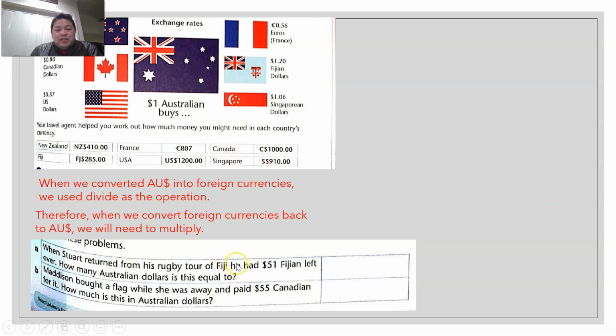Got it? So for this guy, Stuart, he came back from Fiji with $51. So to get back the amount of Aussie dollars he's going to have, just multiply by 1.2. Okay, and then for Madison, to get a flag, you pay 55 Canadian dollars. So how much is it in Australian dollars? So again, it's 55 times 0.88. That's the amount. Okay, got it, everyone? Do that on your own. Have fun doing that. But again, in reality, it doesn't really happen that way because there are actually 2 exchange rates. For those who have gone overseas before, you'll understand.